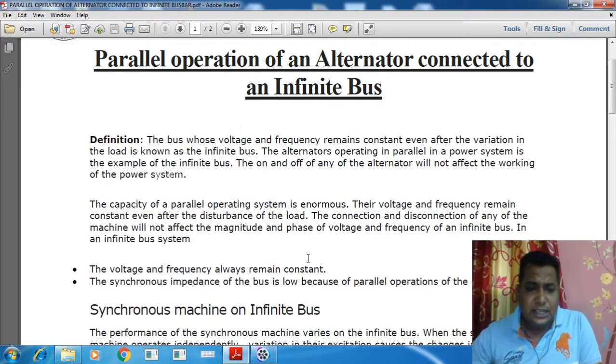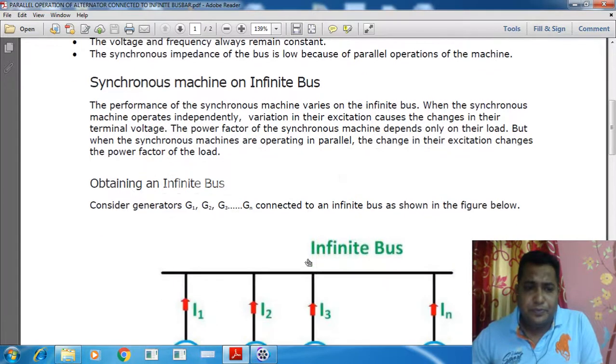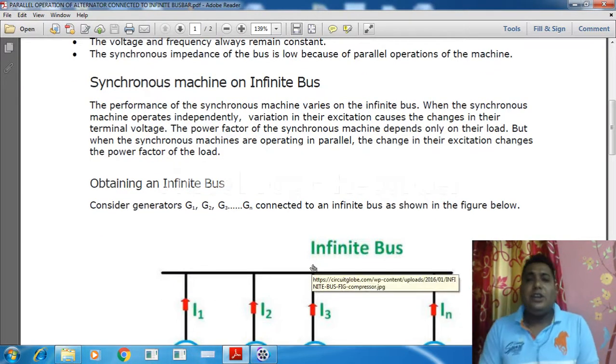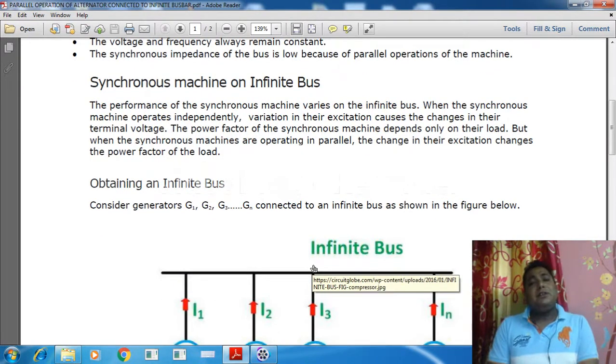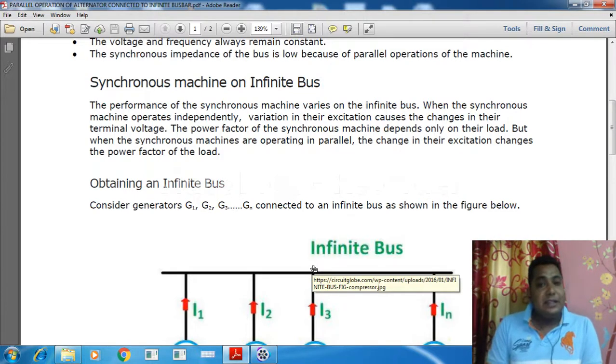So let us see what is there. Synchronous machine on infinite bus. The performance of the synchronous machine varies on the infinite bus. How is it varying? Let us see.